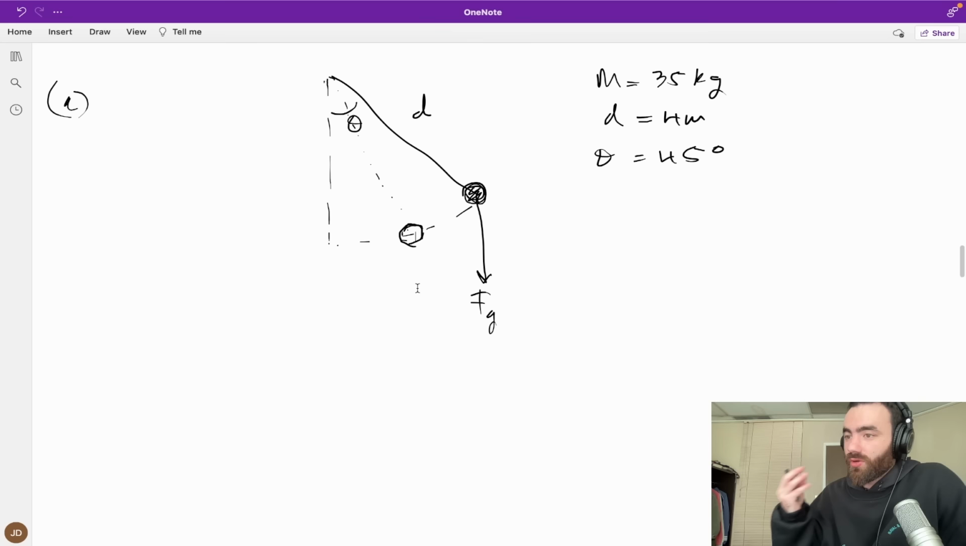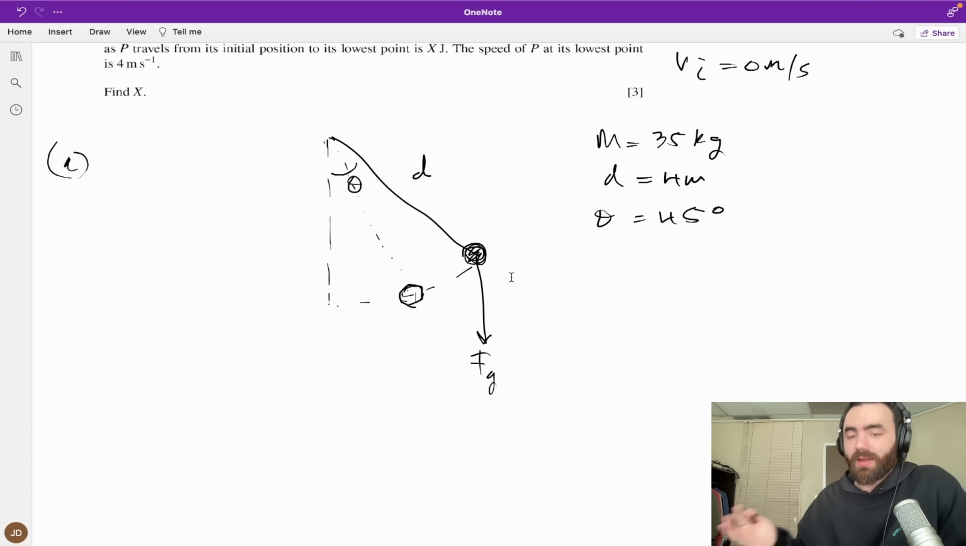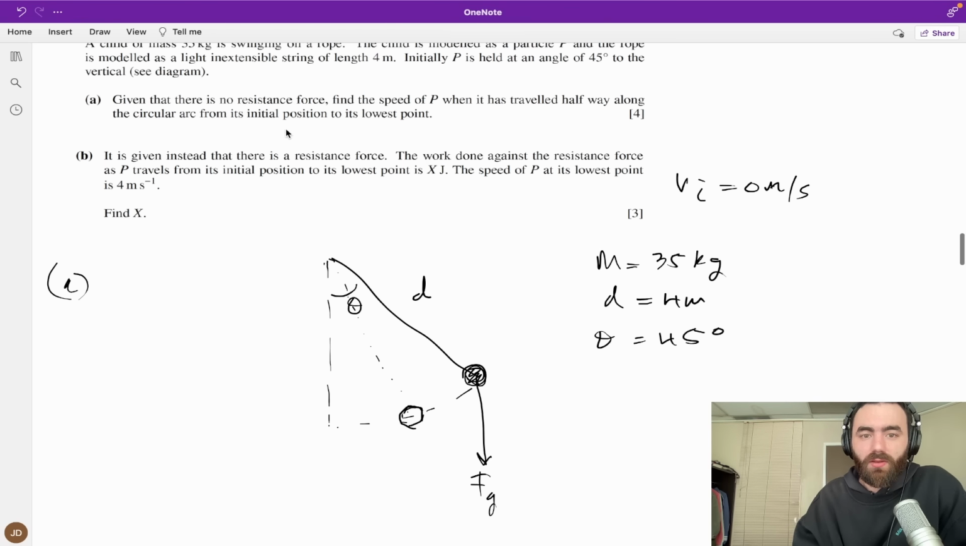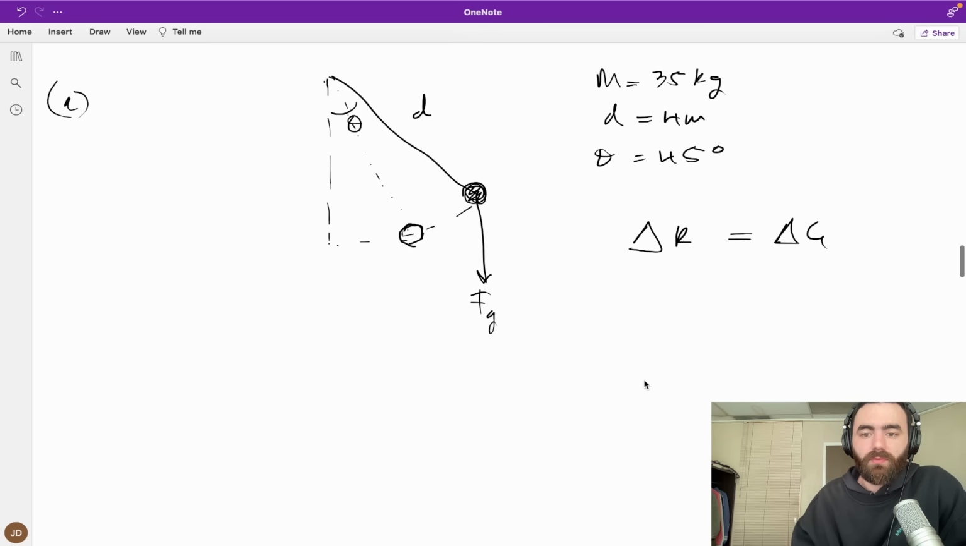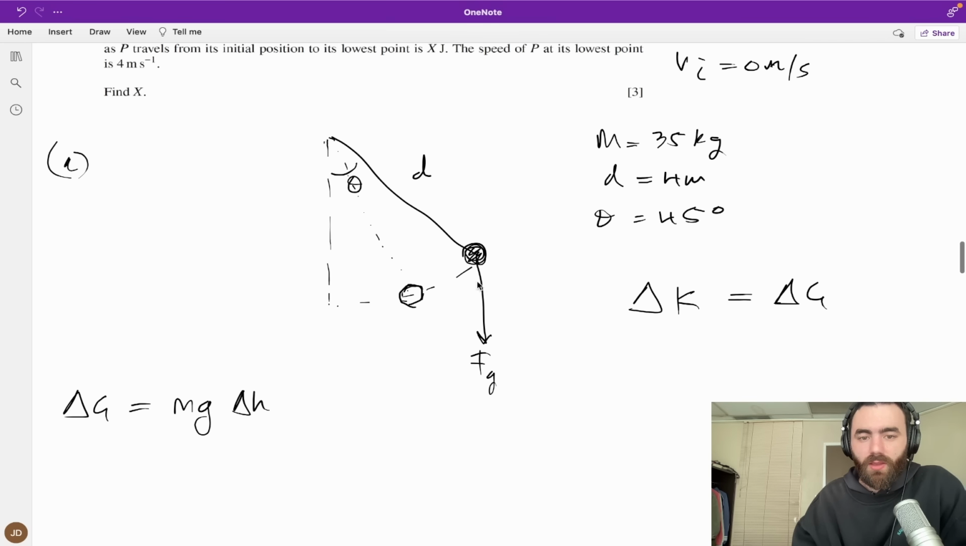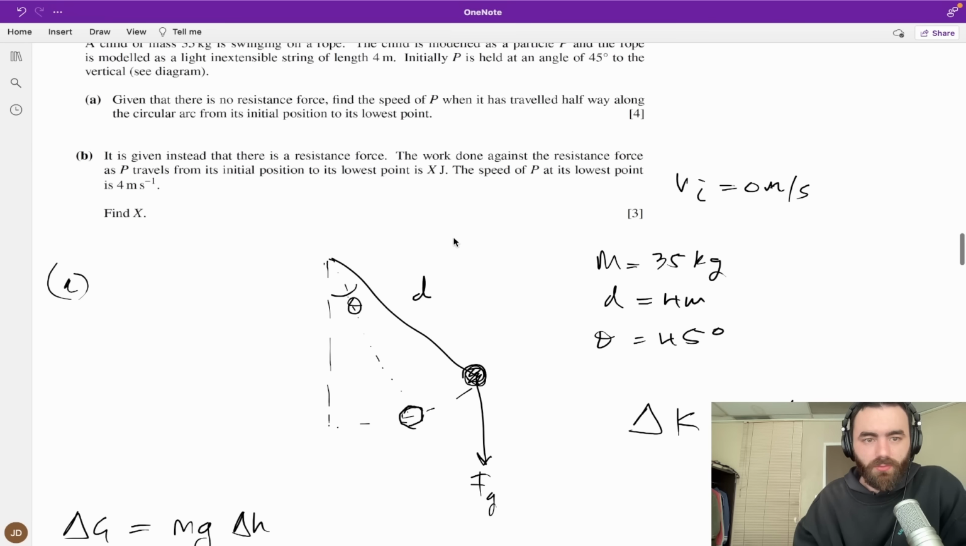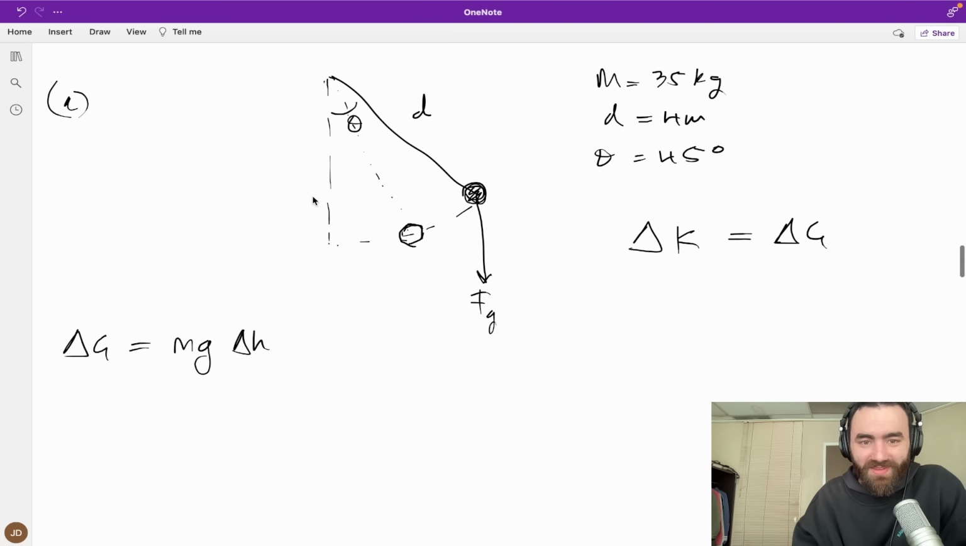So if we find the change in gravitational potential energy, that's the change in kinetic energy, and from that we can find the speed of it when it's at this point. So change in K equals the change in G. All of the gravitational potential energy is being transformed. Okay, so the change in G is equal to mg change in H. What is the change in the height of this child? Well, it's going to be this length here, whatever this is.